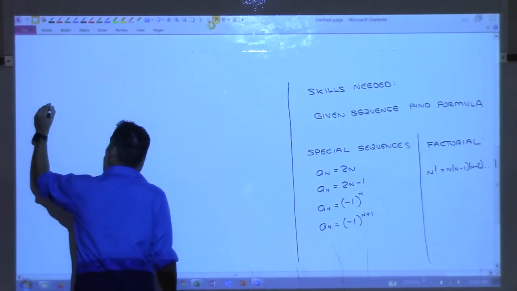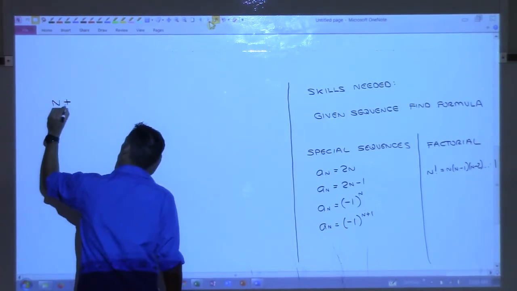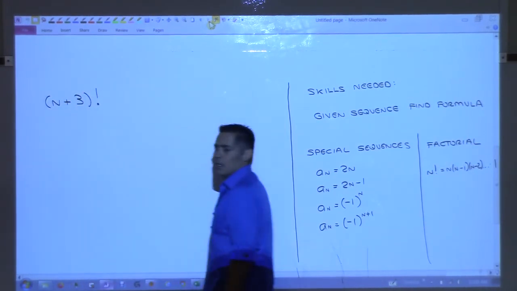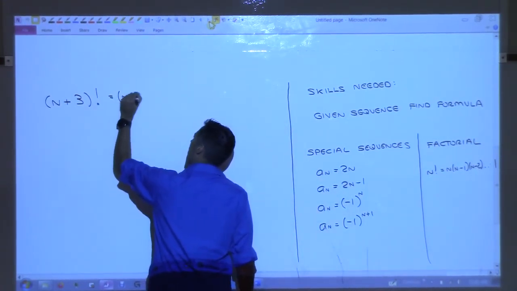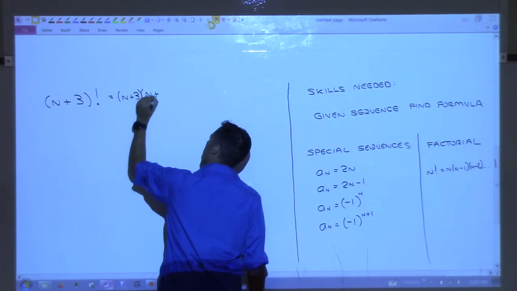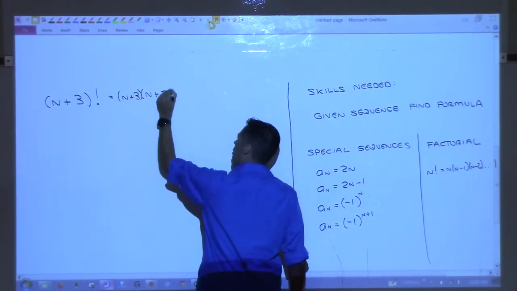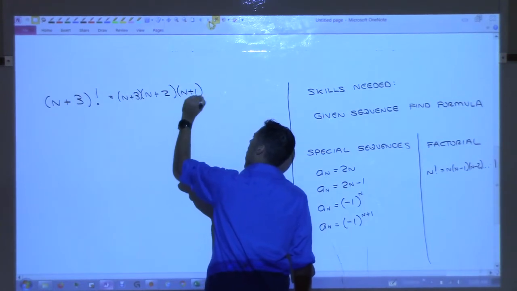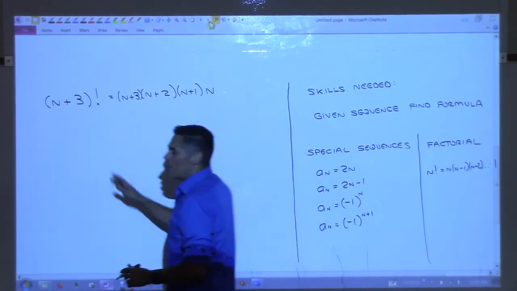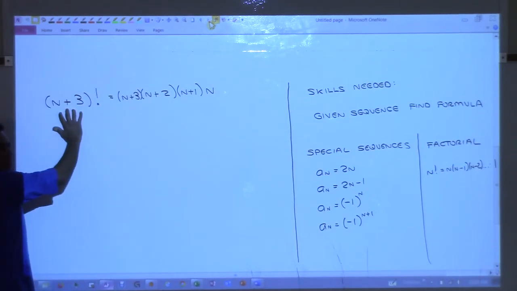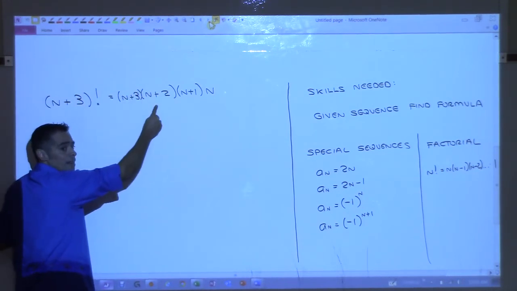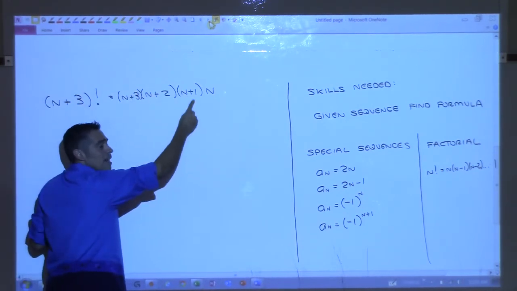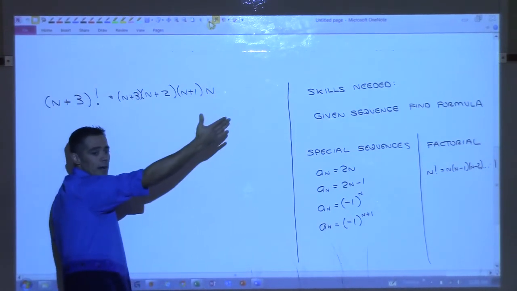So if you write down, let's say, n plus 3 in parentheses and you say factorial, just want you to realize that this is the same as n plus 3 times n plus what? 2 times n plus 1 times n. So remember, the whole idea is that whatever's in here, factorial means that you're going to start with that number, and then multiply it times 1 less than that, and then multiply that times 1 less than that, and then keep going, right?